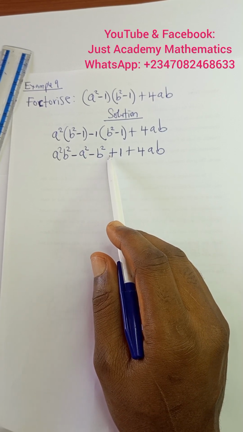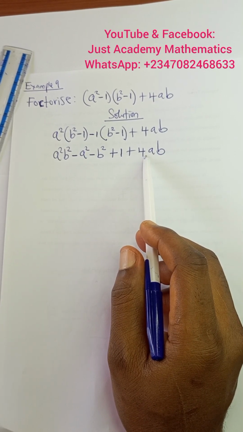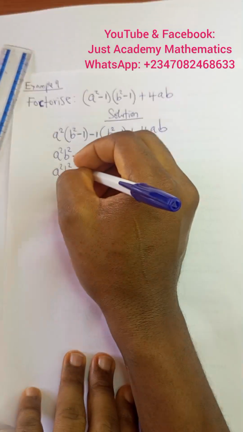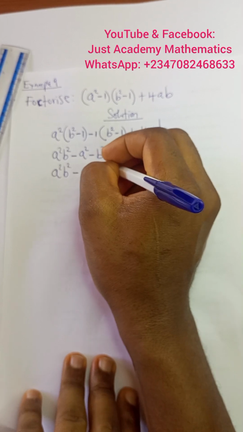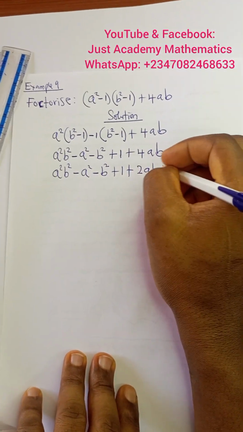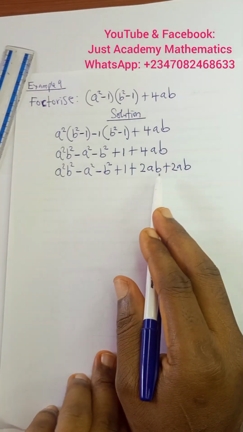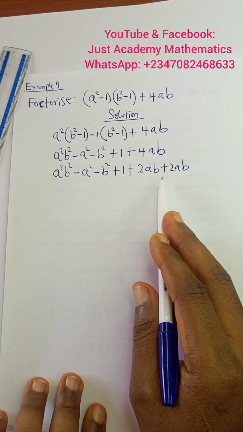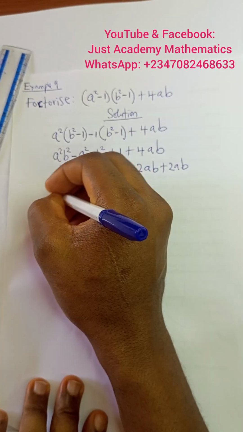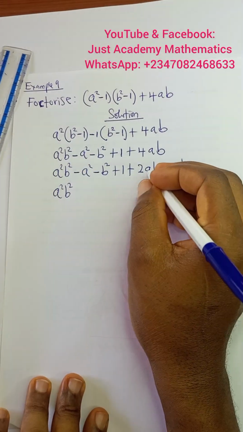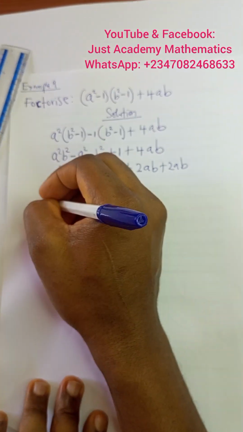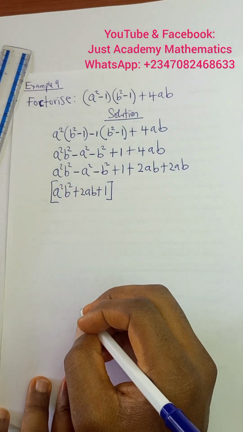The next available option is to split this one into 2. This is what I mean. We have a square b square minus a square minus b square plus 1 plus 2ab plus 2ab, because with this, we can merge this now. Watch this. We merge this, this, and this. This is what I mean. A square b square plus 2ab plus 1. This is one of the groups.